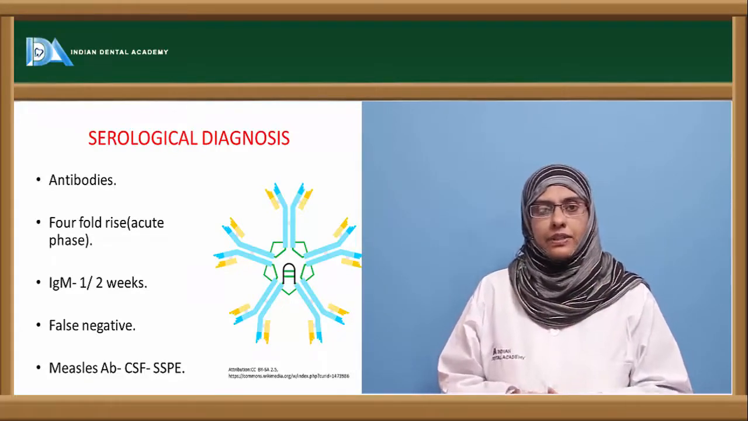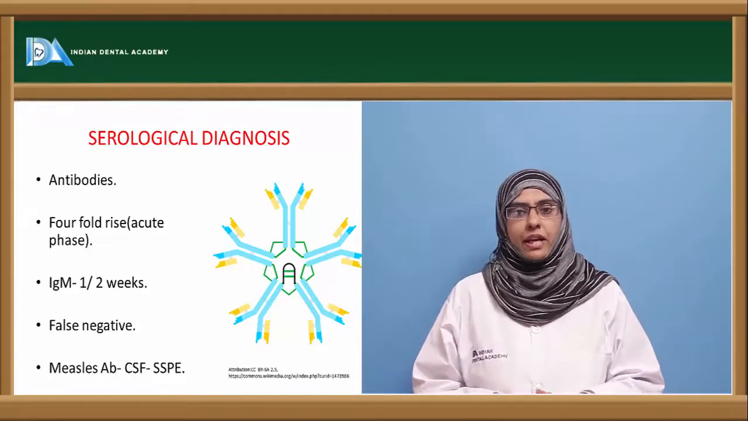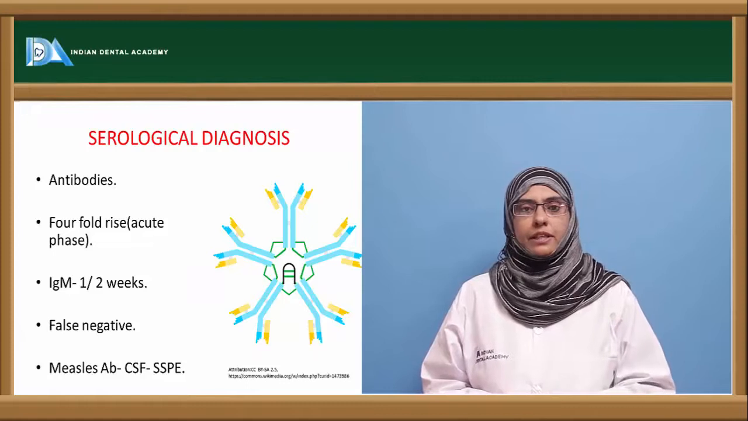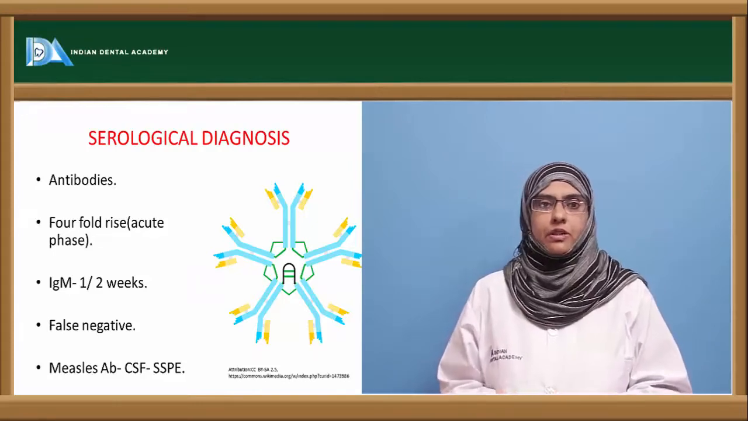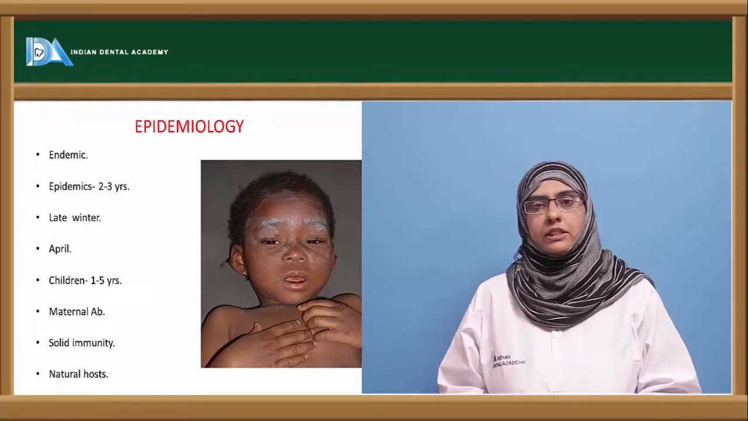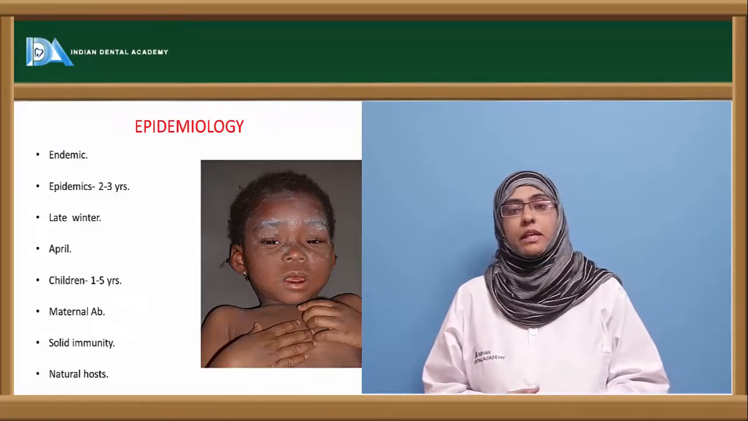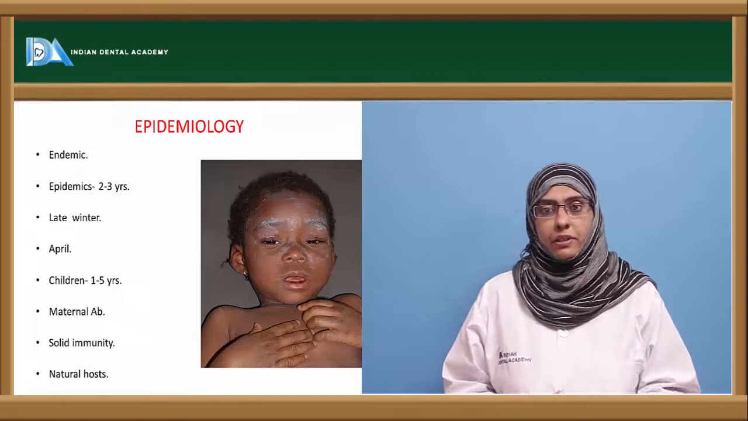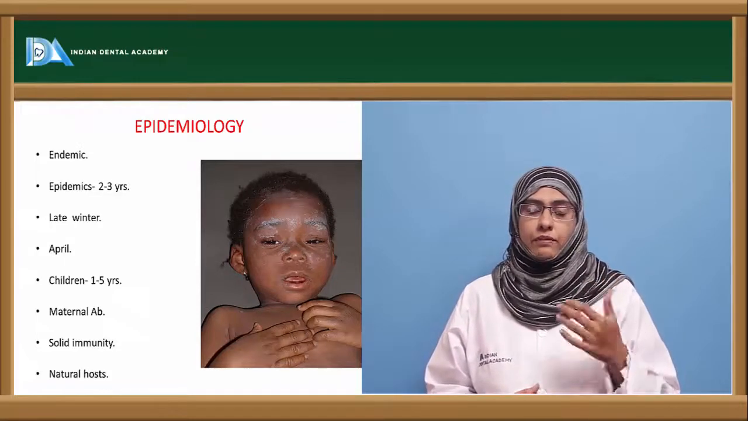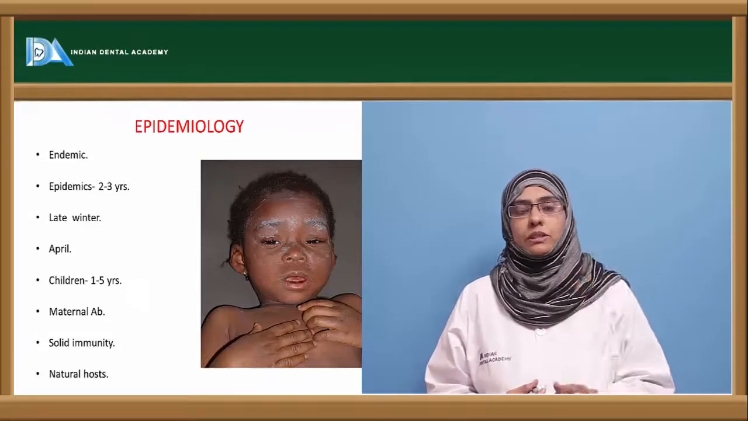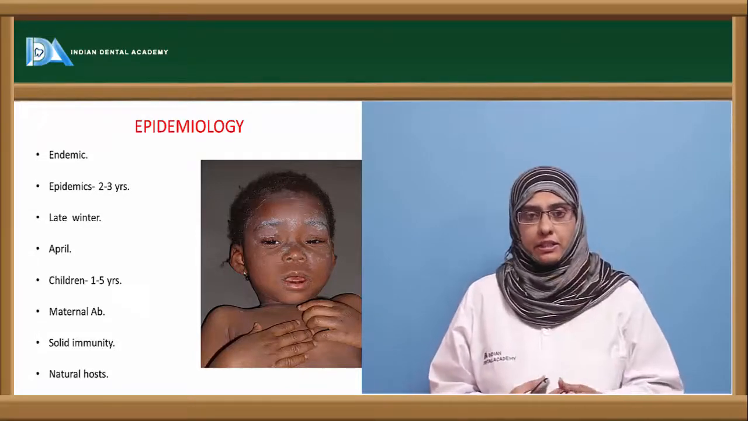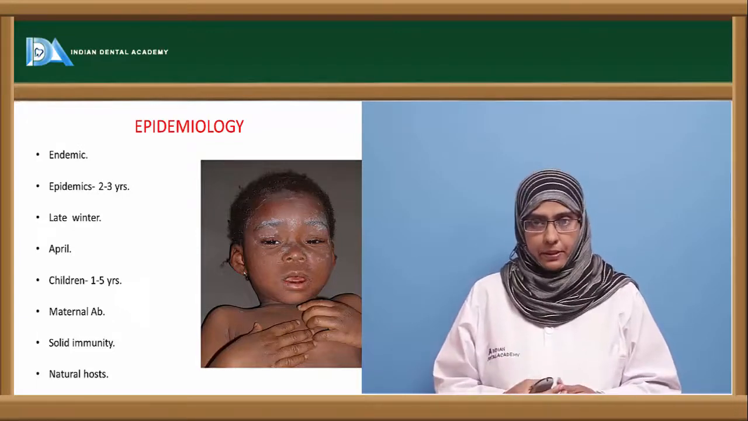Next, the identification of measles-specific antibodies from the cerebrospinal fluid helps in indicating SSPE, that is, subacute sclerosing panencephalitis. Coming to the epidemiology of this disease, it is mostly an endemic disease causing epidemics in children between 2 to 3 years old, and the period during which you can see a high rate of this measles infection is in the late winter, and the peak of infectivity is in the month of April.